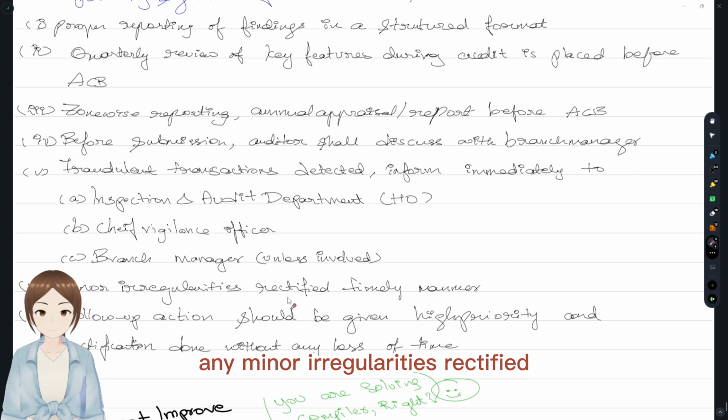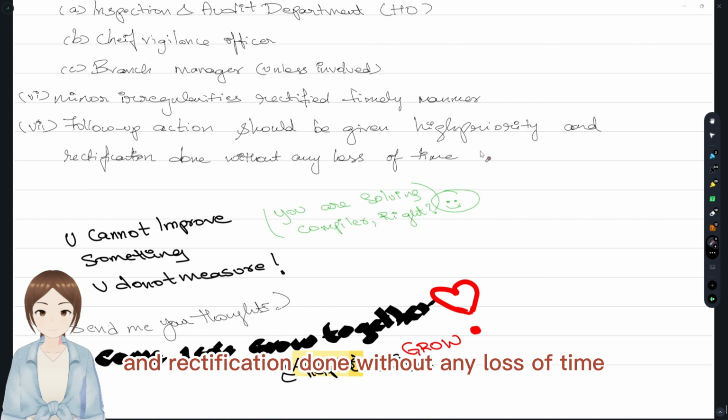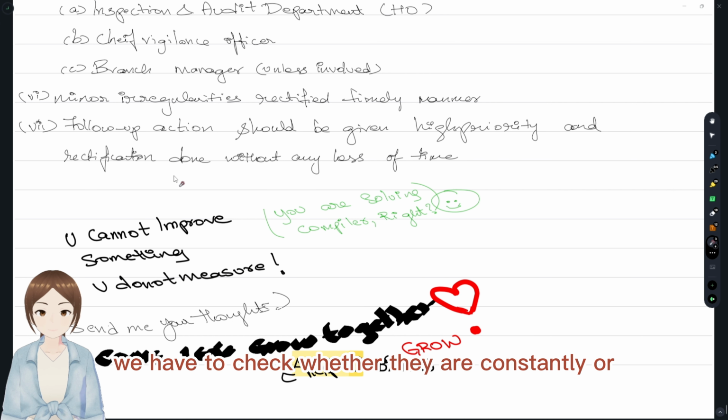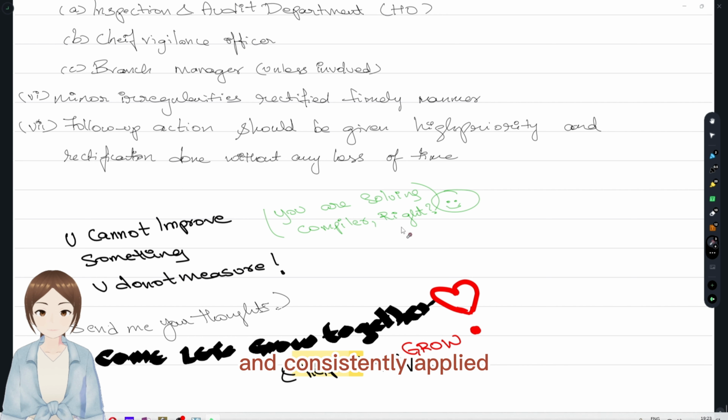Any minor irregularities should be rectified in a timely manner. They need not report those, and follow-up action should be given a higher priority, and rectification done without any loss of time. As we have already said, what's our golden rule? When we identify any kind of risk, we have to give remedial measures. After that, we have to monitor that. We have to check whether they are constantly improved and consistently applied.